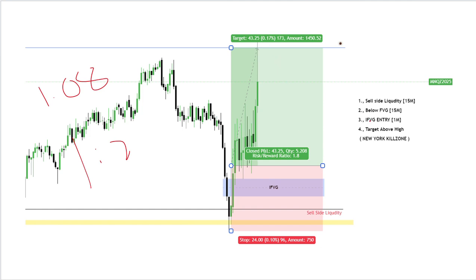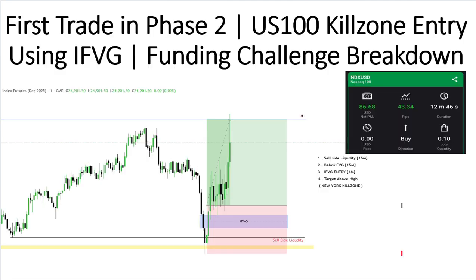It's enough for me. So you can see the simple trade which I have taken, which I closed in 12 minutes, I think. You can see here, 12 minutes. Very good trade, and it is a simple breakdown. If you have any doubt in this breakdown, you can ask me in the comment section.